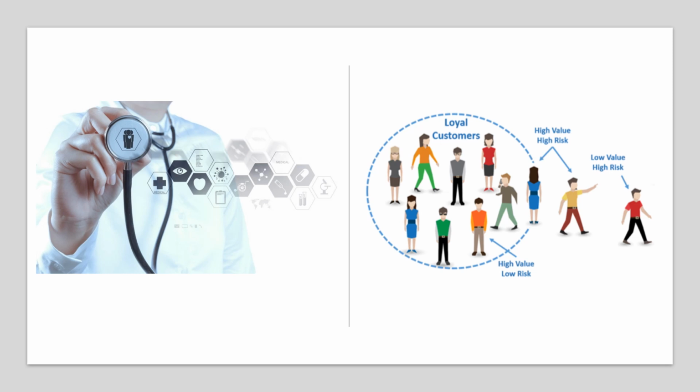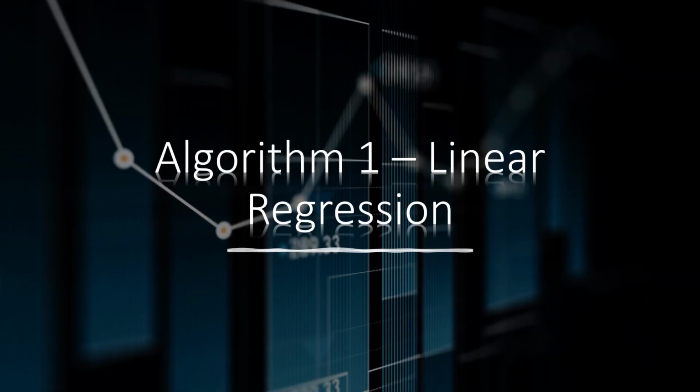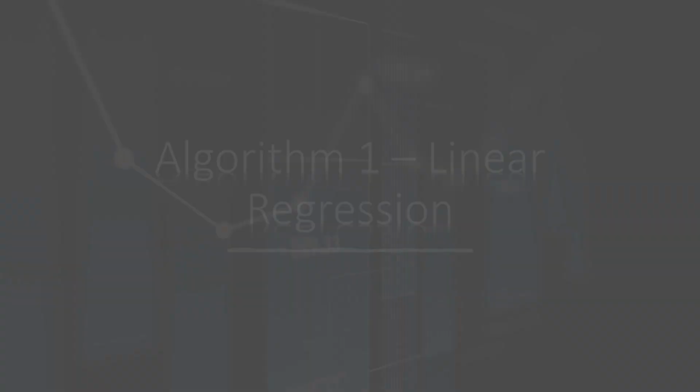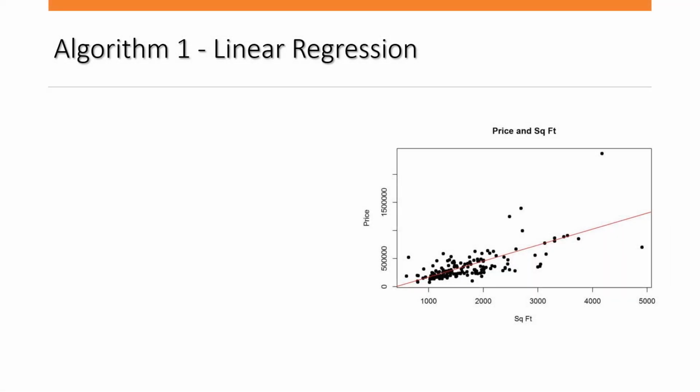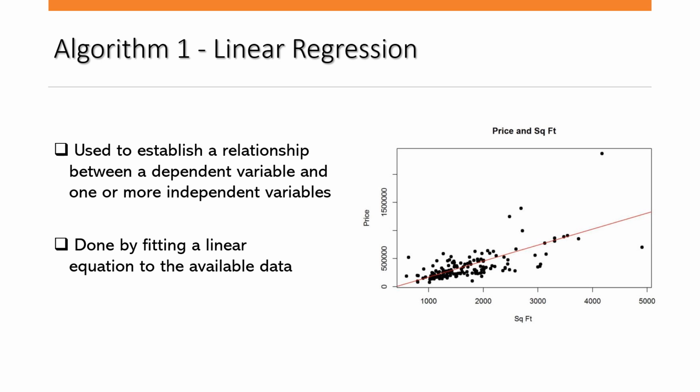Now let's discuss the first algorithm, that is linear regression. So, linear regression is a statistical technique commonly employed in both machine learning and statistics to establish a relationship between a dependent variable and one or more independent variables. This is achieved by fitting a linear equation to the available data, enabling us to predict how changes in the independent variable would impact the dependent variable.